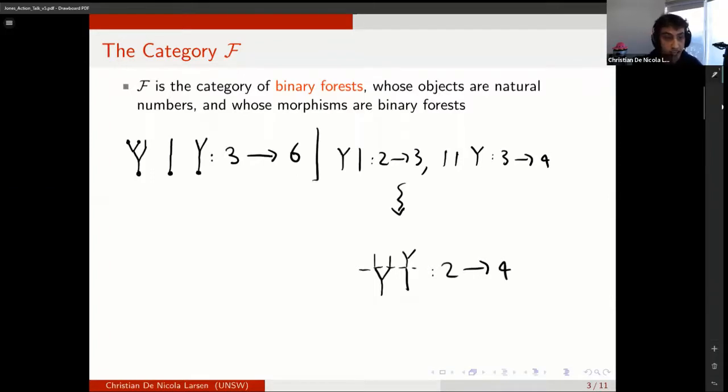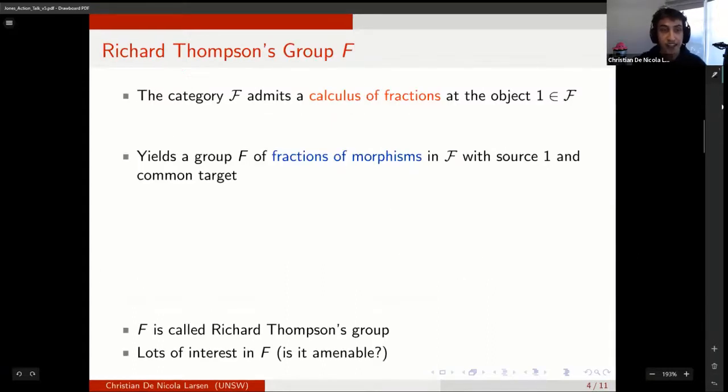The identities in this category are given by the following. The identity of a natural number n is going to be just n vertical lines stacked next to each other. These are going to act as our identities. All of this data forms a category called the category of binary forests, which we're denoting by F, which is pretty neat. A nice property of this category is that it admits what's called the calculus of fractions at the object 1. What this means is that morphisms with source 1, so morphisms coming out of 1, or binary trees, satisfy certain technical properties that lead us on to our next point.